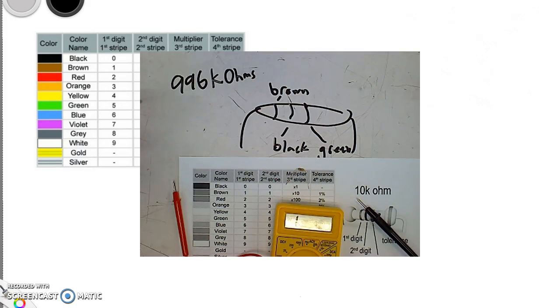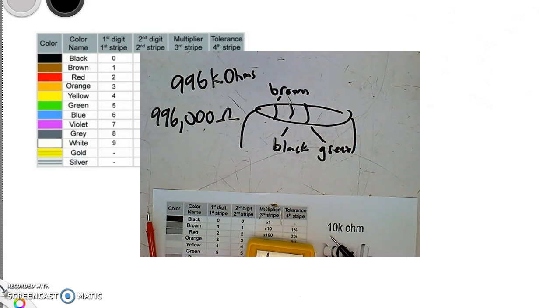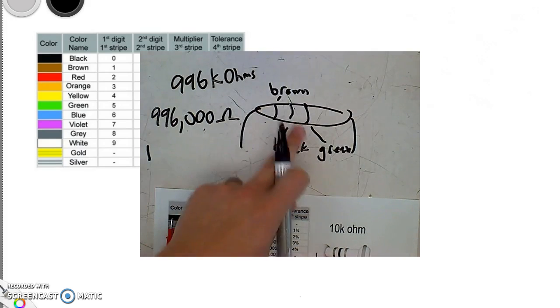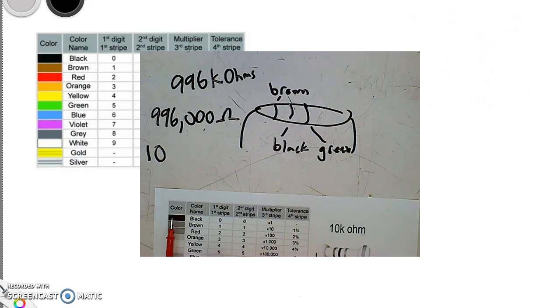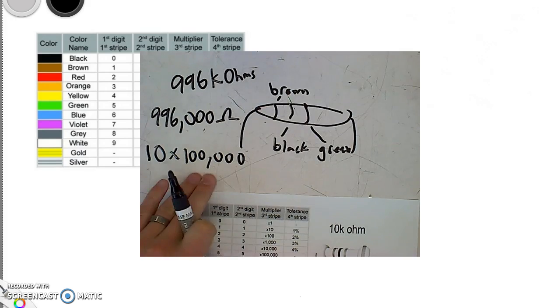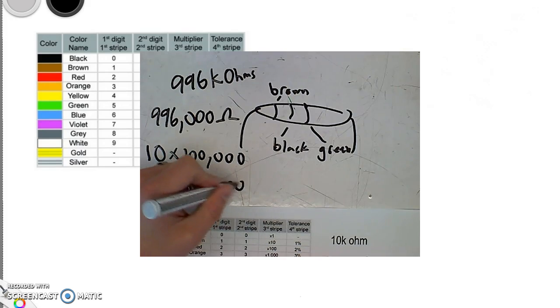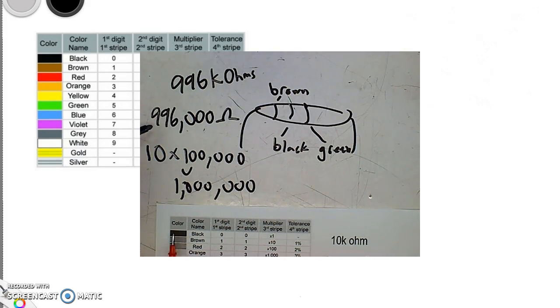Okay, so 996 kilo ohms is going to be 996,000 ohms. Okay, well, let's see if that's close to what we expected it to be. Alright, if you remember from the last one, we said that brown was 1 for the first stripe, black was 0 for the second stripe, and now green is times 100,000. Well, 10 times 100,000 gives us 1,000,000. Okay, well, is 996,000 pretty close to 1,000,000? It is. Okay, so it's within our range of 5%.